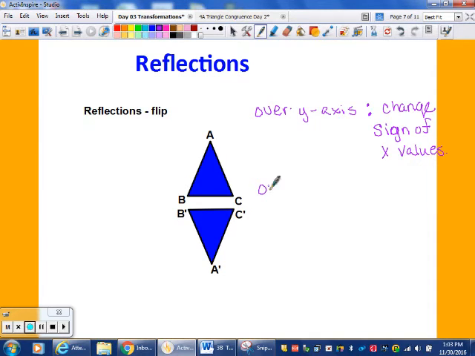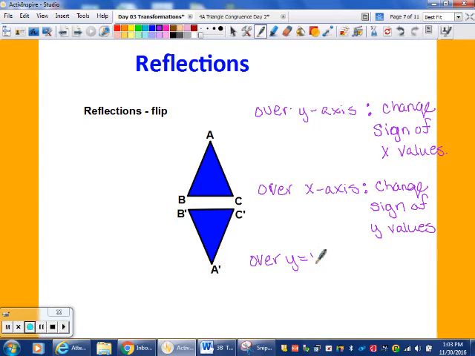Okay? Then you've got over the x-axis. And you change the sign of your y values. The last reflection you will have is over the y equals x. Okay? These are the 3 most common. And for that one, your x and y values switch. And I can't spell switch.